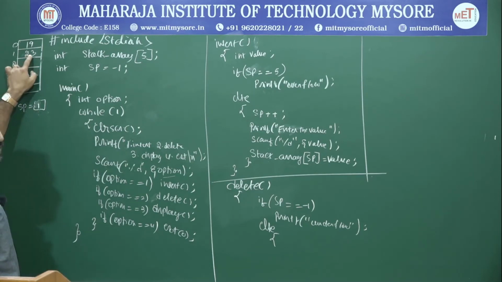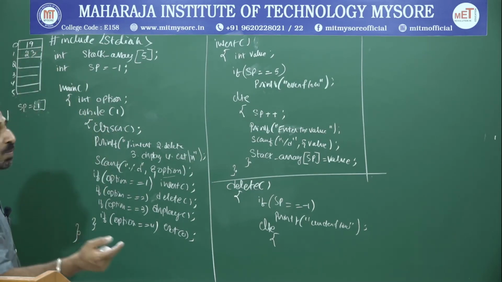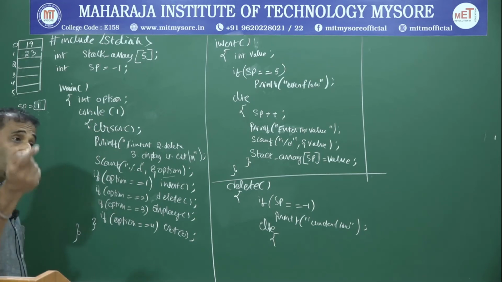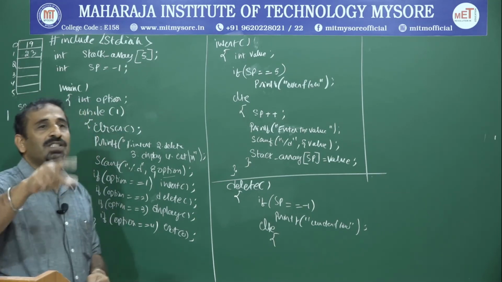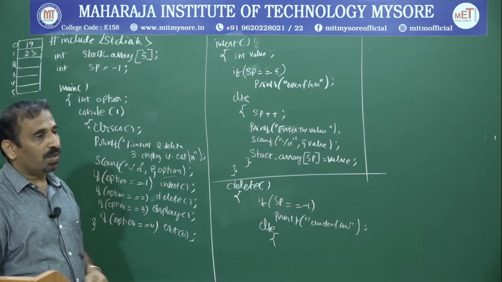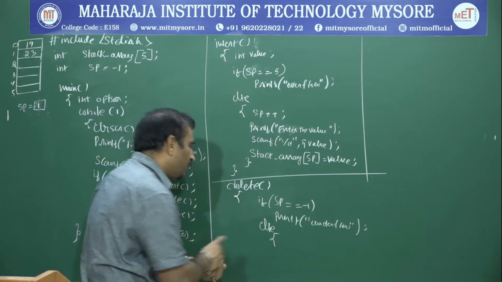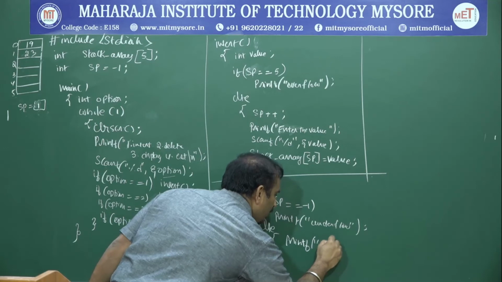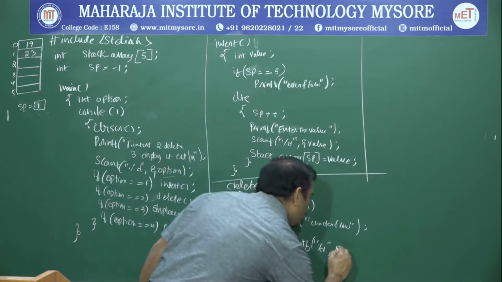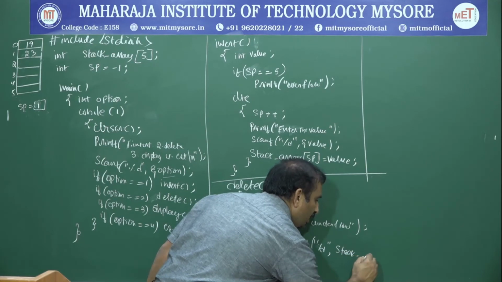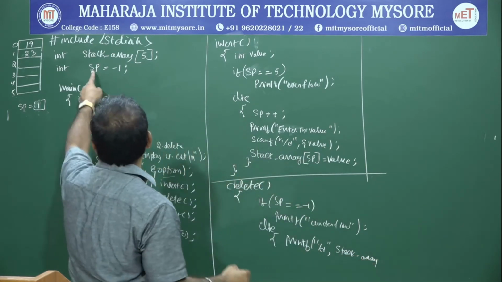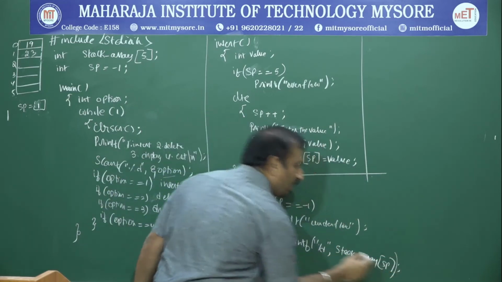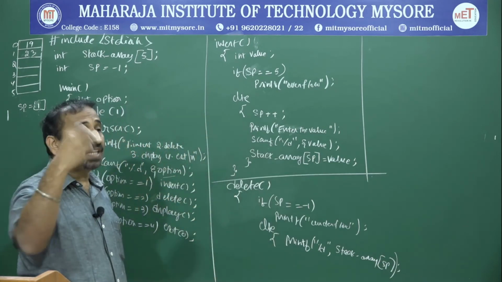How? When you do the deletion, I will take this 23 out of this box and decrement the stack pointer by 1 position. When you are taking it out, before you decrement the stack pointer, first display what is going out. So in the else case, first display: printf("%d", stack array[SP]). It means you are displaying the element which is going away from the stack right now.